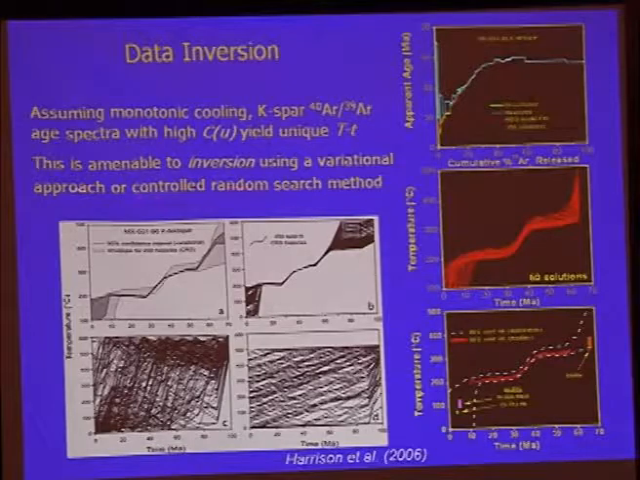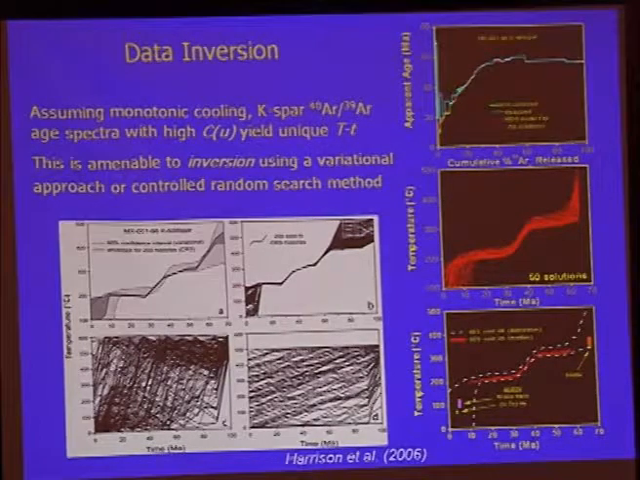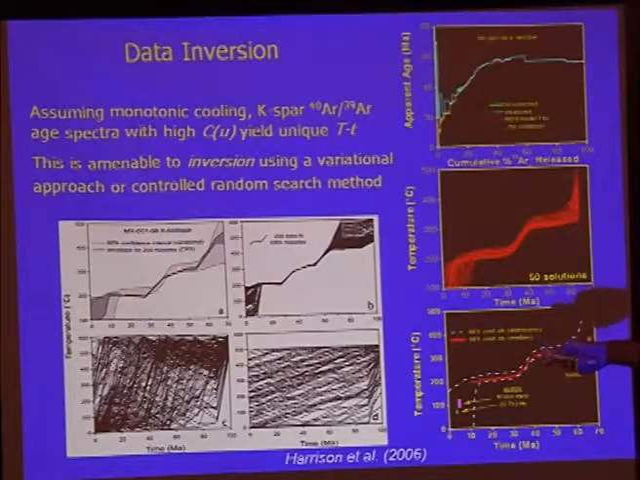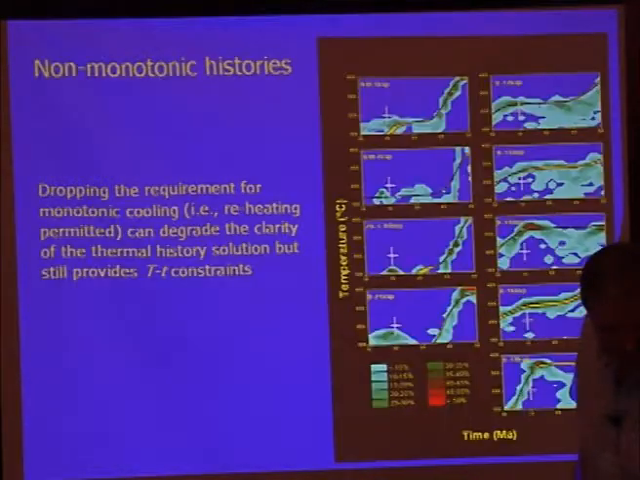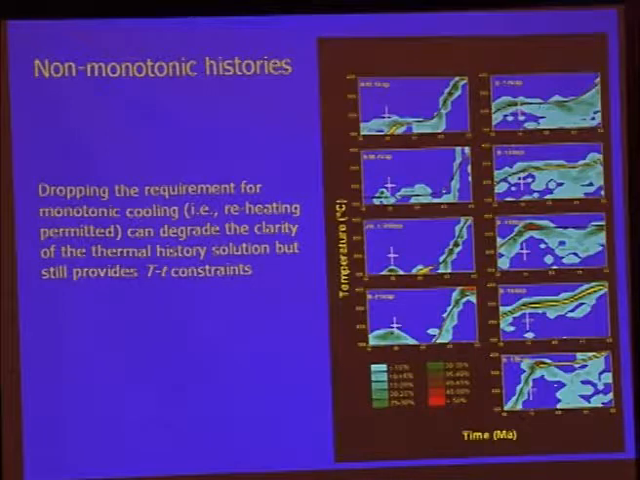Pete Zeitler uses a controlled random search method, more of a Monte Carlo approach, where he's not using the goodness of fit after every run to direct it. It's essentially random. And I point out that here are the two different approaches, essentially yielding the same thermal history. Now that's the case for monotonic cooling or monotonic thermal history.